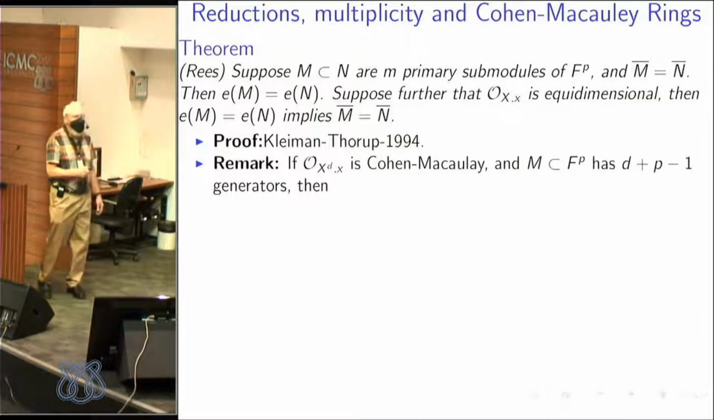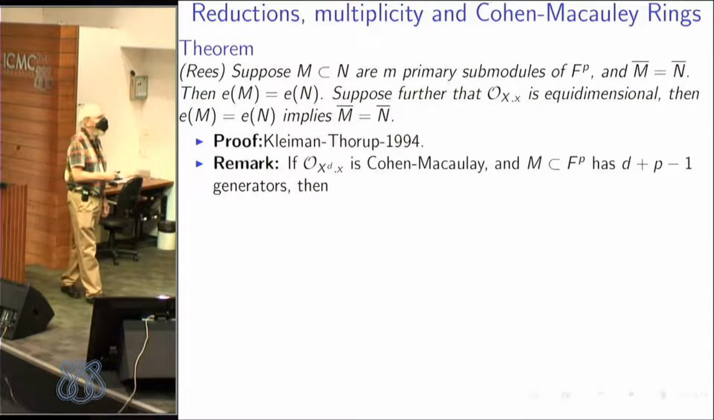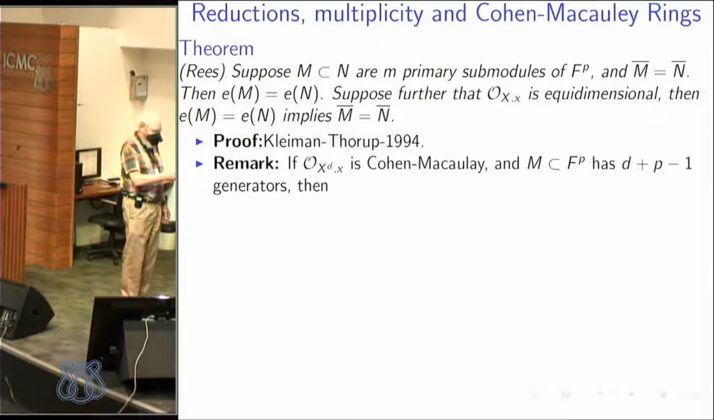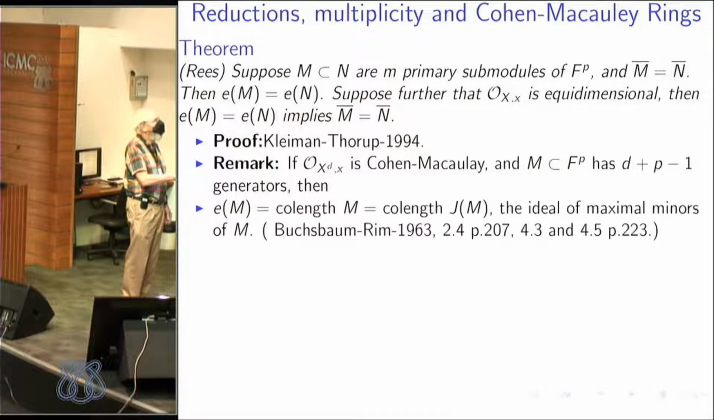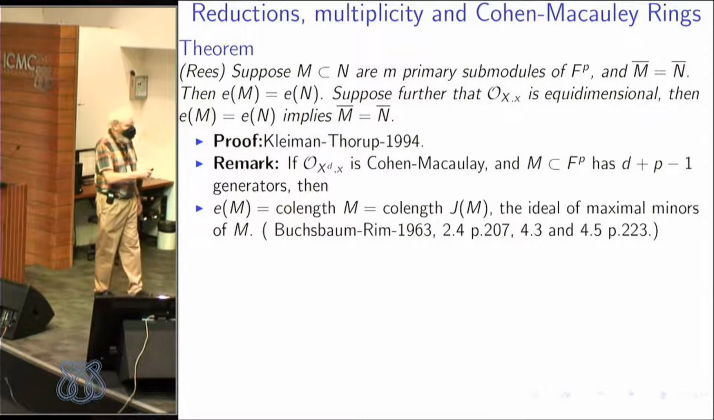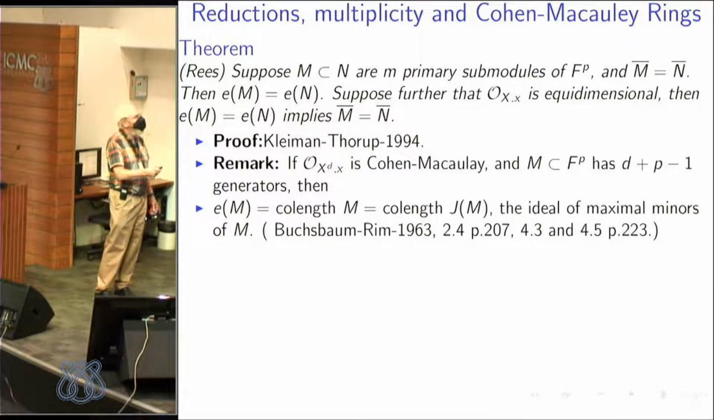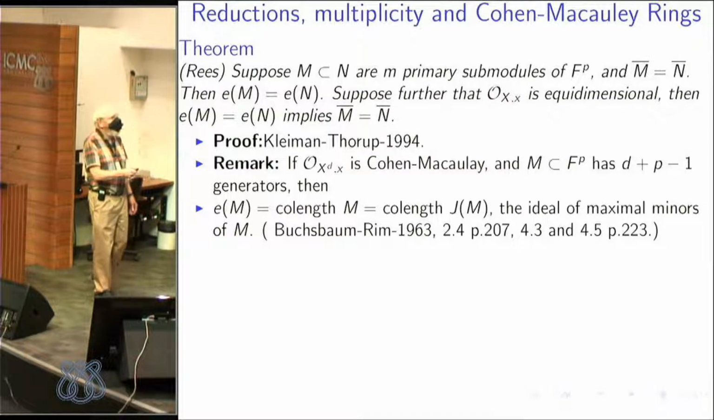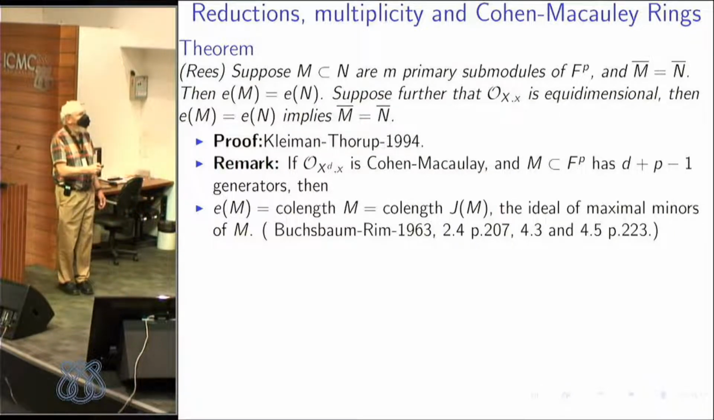Okay, if we have a Cohen-Macaulay ring, we can do better. If M has the magic number of generators, D plus P minus 1, then the multiplicity of M is known. It's just the co-length of M. And it also turns out to be the co-length of Jm, the ideal of maximal minors.